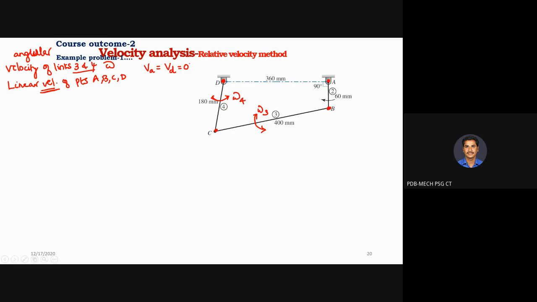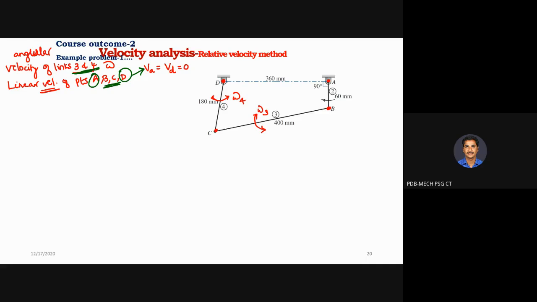Now what is our duty next? I said we can find the linear velocity at point A, point B, point C and point D. For A and D we have already found it, so it is 0. The remaining is linear velocity at point B and C, and angular velocity of link 3 and 4. Because link 1 doesn't have any angular velocity. Correct or not? It is a fixed frame. It doesn't have any angular velocity. So I need to find out angular velocity of link 3 and link 4.